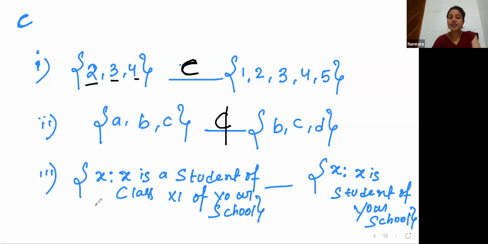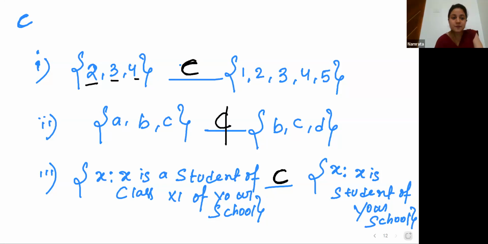Third one, X is a student of class 11 of your school. If I make the list of class 11 students of your school, and another list of all the students of your school, the list of all students will contain the names of the class 11 students also, right? Yes. So third one, is it a subset or not? It is a subset, exactly.